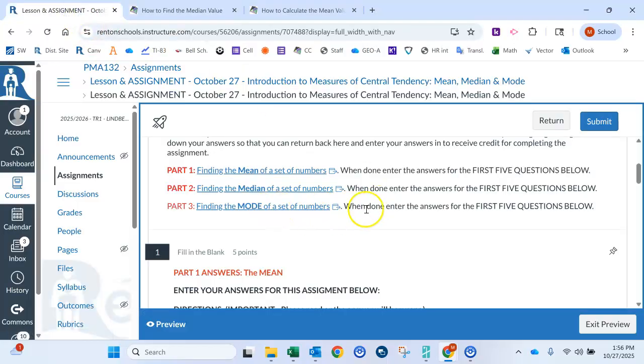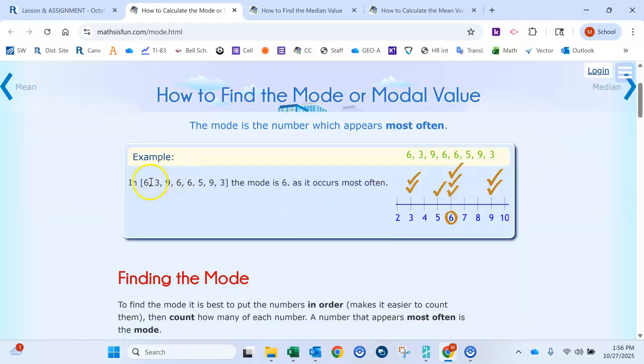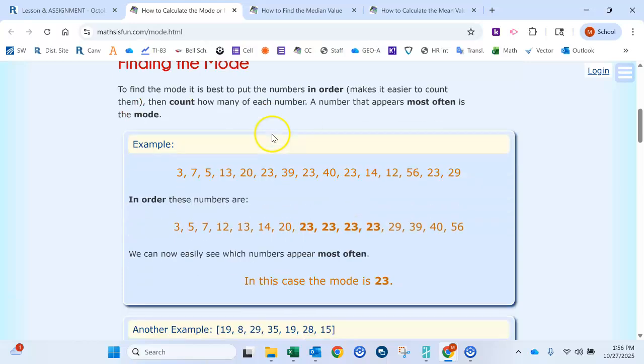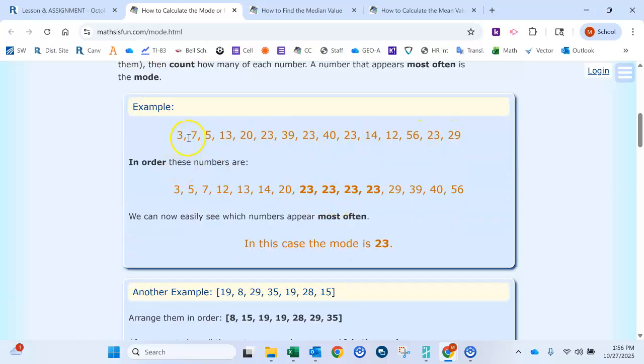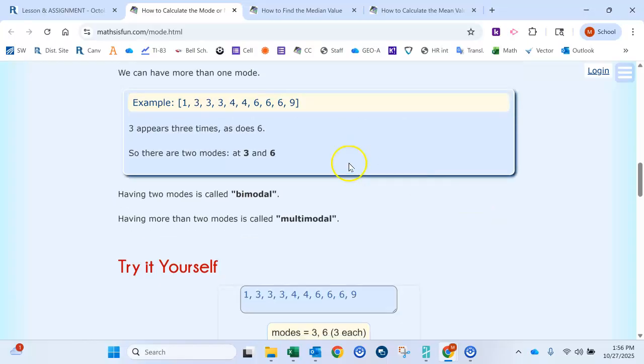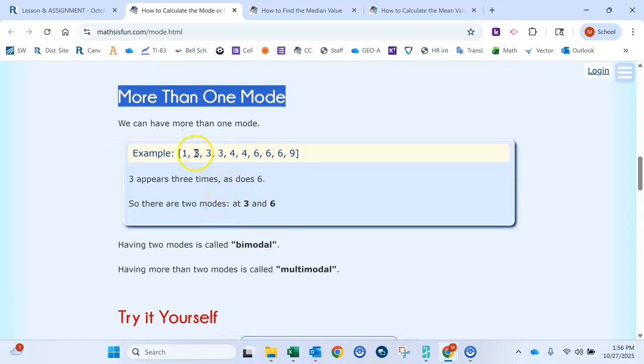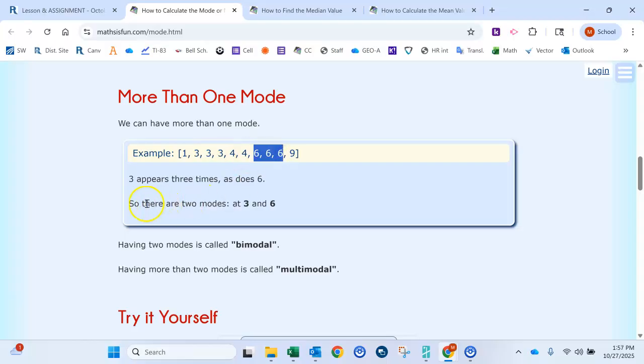So the next one was mode. Mode is just the number that shows up most often, okay? So what is the mode? Well, if you look at this list of numbers here and start counting them, you'll see that 23 shows up 4 times. 1, 2, 3, 4. So that's the mode, it's 23. Sometimes you can have more than one mode. So here, 3 and 6 show up the most. So there are two modes, 3 and 6. It's called bimodal, okay?